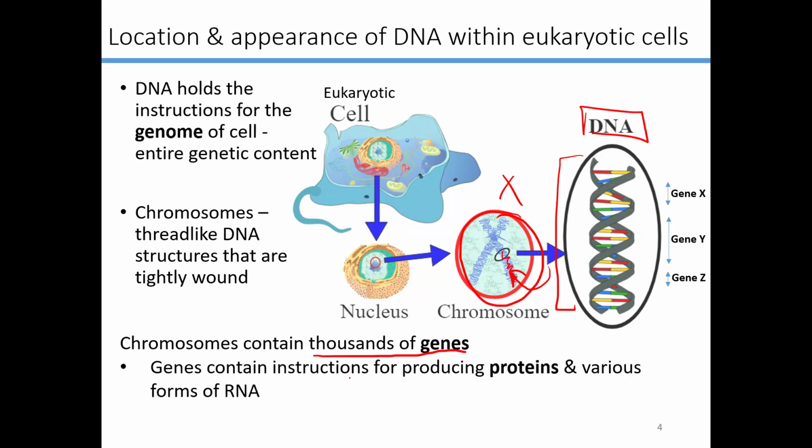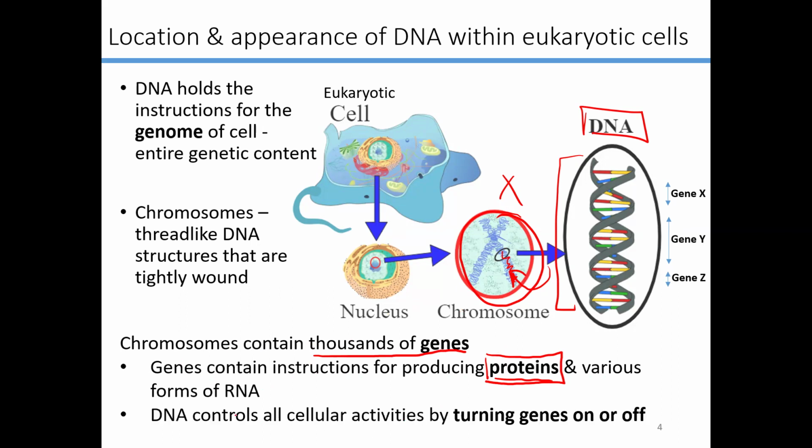And genes contain, again, the instructions for producing proteins and various forms of RNA. Again, as we've discussed in previous lectures, proteins are incredibly important, and we have many, many different forms of these proteins, which allow for many different functions within the body. DNA also is going to control all cellular activity by turning genes on and off.